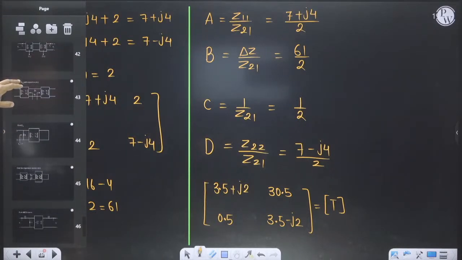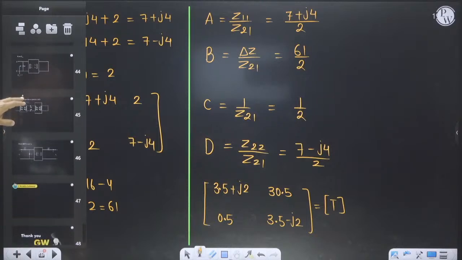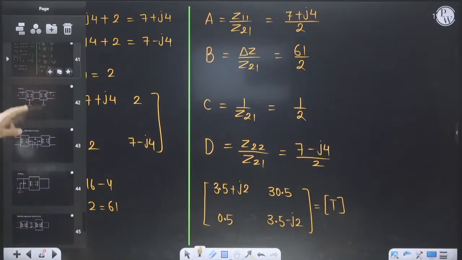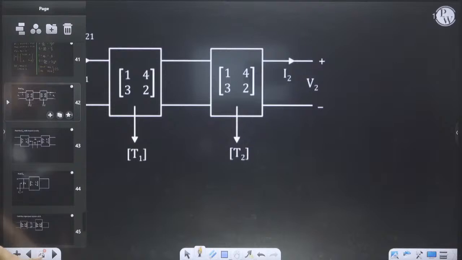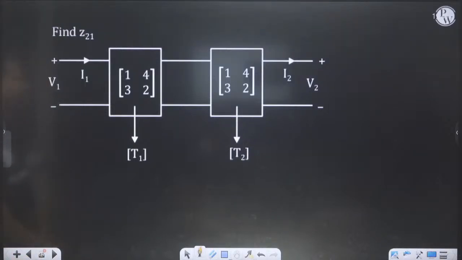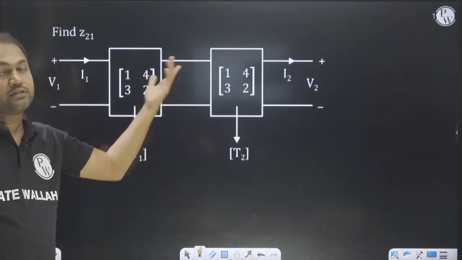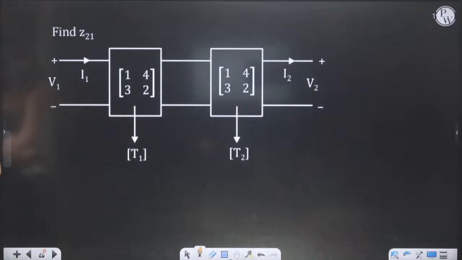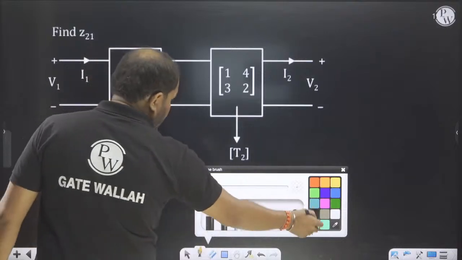This is a 2 marks question asked in the GATE exam. They are asking for Z21, and the T matrix is given. So how will we calculate Z21? It is a difficult task, but we will calculate it.